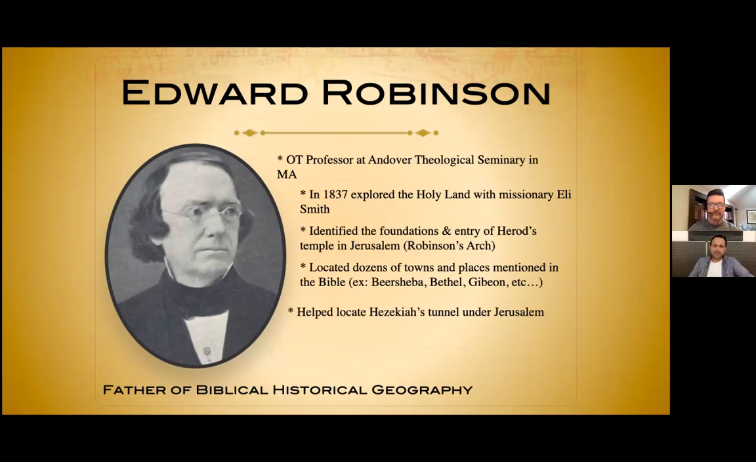What was his name again? The enemy? Sennacherib. Sennacherib. Yes. The Hezekiah's tunnel was also explored by a British surveyor by the name of Charles Warren.